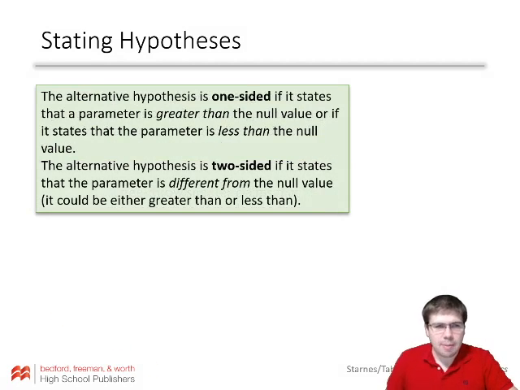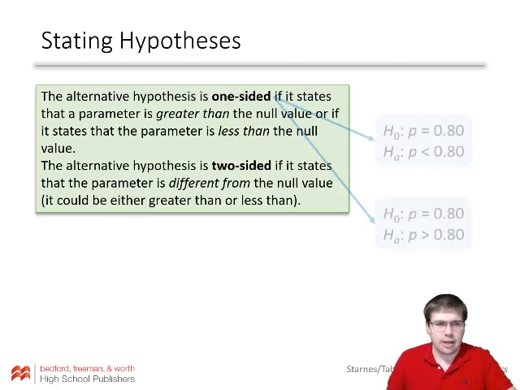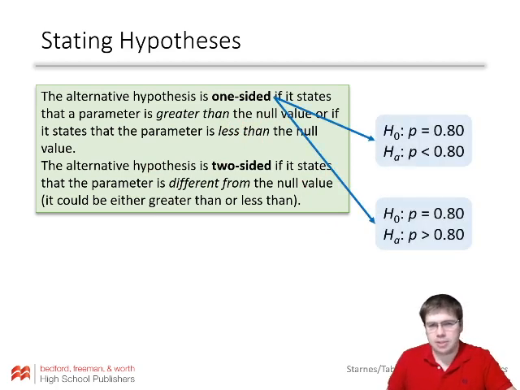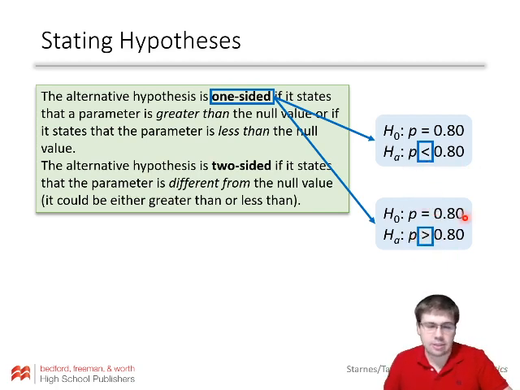So the alternative hypothesis is one-sided if it states that the parameter is greater than the null value, or if it states the parameter is less than. So you can have a greater than or less than inequality. Those are considered one-sided hypothesis tests or significance tests. And then two-sided is if we just say that it's different from, not equal to. So we always will have an inequality. Here's my null hypothesis, equals 0.8. The alternative is that it's less than or greater than. Those are considered one-sided tests. We're just testing a single direction.